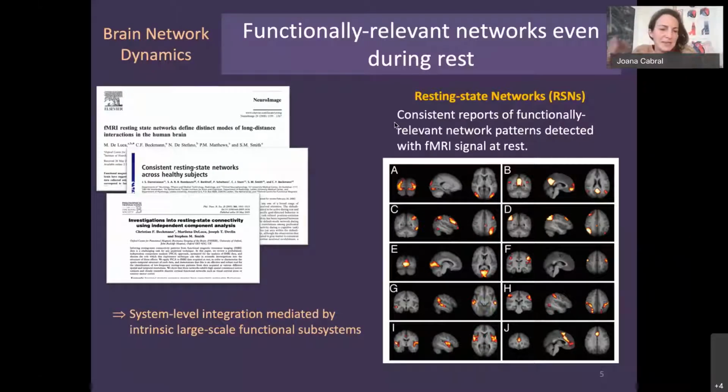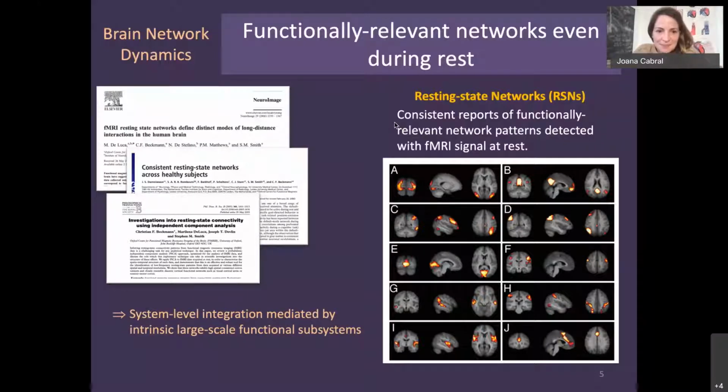And there has been a lot of literature. These networks have been reported consistently across large groups of subjects, different research groups, so over 1,000 subjects. So there is really a consistency here. There are these networks of intrinsic connectivity or resting state networks that seem to integrate information at the system level.